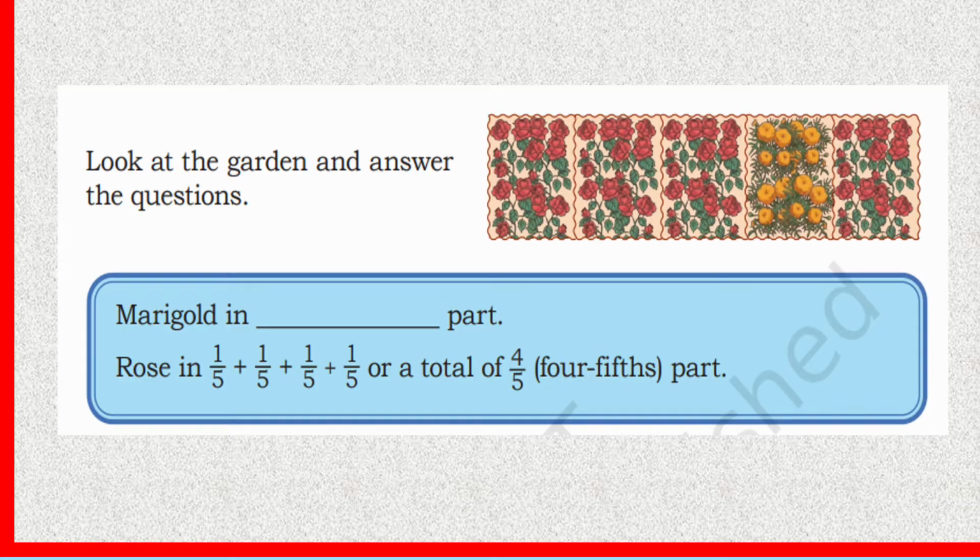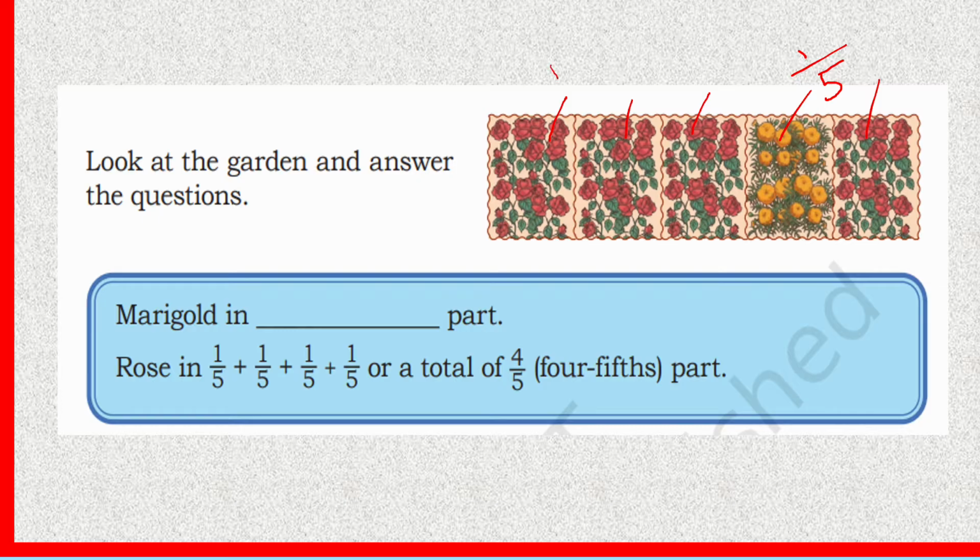Look at the garden and answer the questions. See this garden, how many total parts? 5 parts. 1, 2, 3, 4, 5. Total 5 parts. One part marigold. Marigold is in one part. Out of 5, one part contains marigold. Then in the remaining 4 parts we have rose plants.